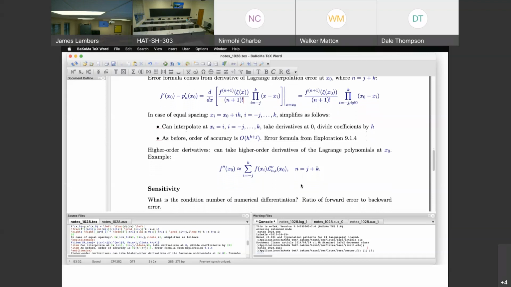Now, so what about sensitivity? Back in chapter 2, I talked about forward error, backward error, and how they're related by the condition number, what it means for a problem to be ill-conditioned or well-conditioned.